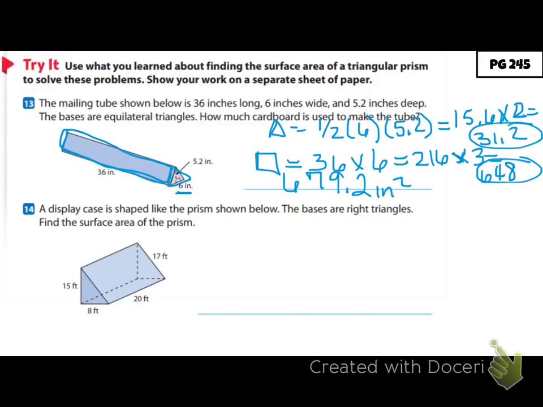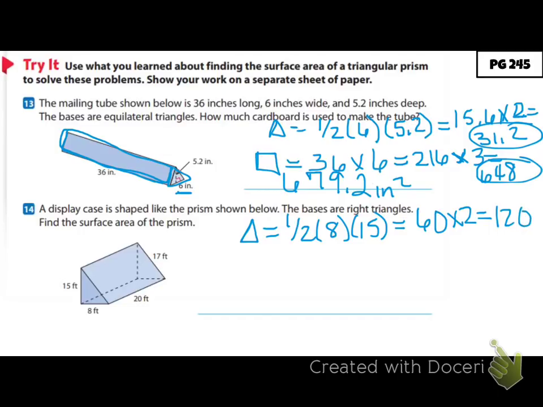Number 14, we have this one. So we start with our triangles, and we have 1/2 times the base, which is 8, times the height, which is 15. When I multiply that out, half of 8 is 4, and 4 times 15 is 60. But there's 2 of them, so I multiply it times 2. 60 times 2 is 120.